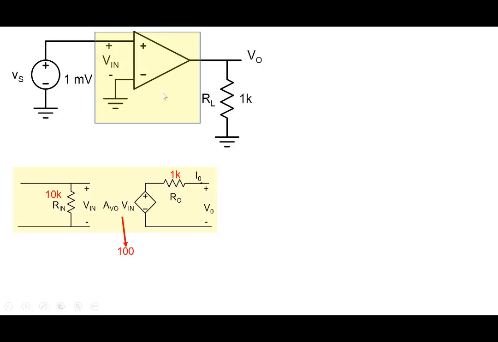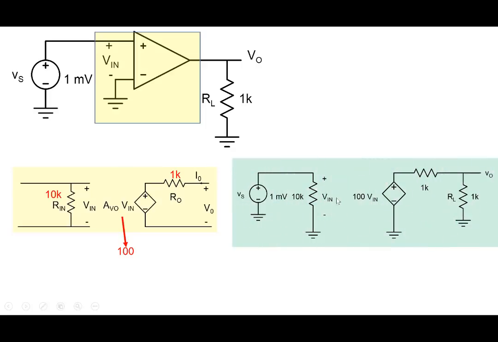So to analyze this circuit, what we do is we take this amplifier symbol out, and we substitute this circuit. And so we get this one here. So we have Vs, 1 millivolt. Now between these two nodes, we have substituted the input resistance Rin, which is 10K. The voltage between here and here is plus minus Vin. At the output side, we have a dependent voltage source, 100 times Vin. And then we put output resistance 1K here. And then we connected the load 1K here, right? And now we need to analyze this particular circuit.